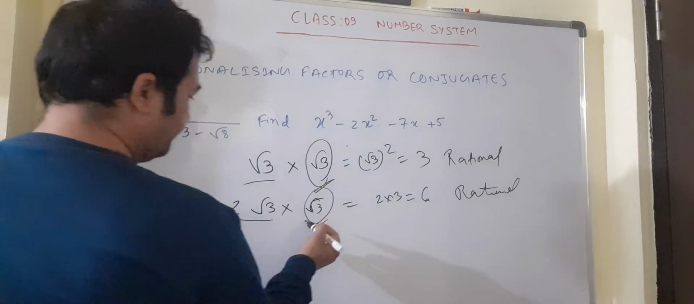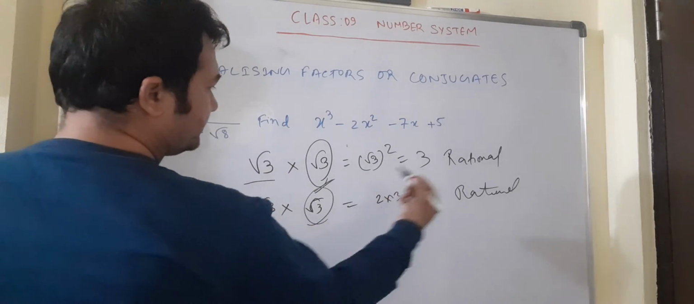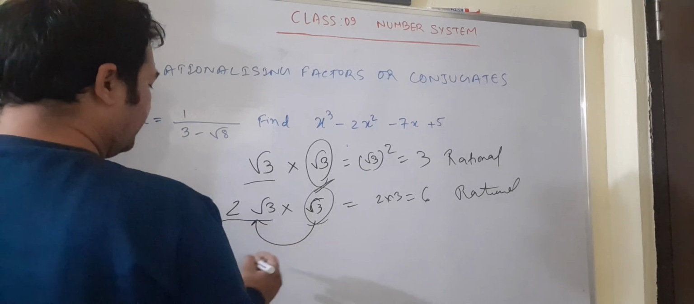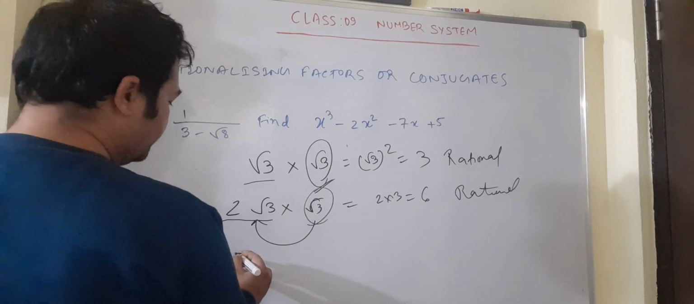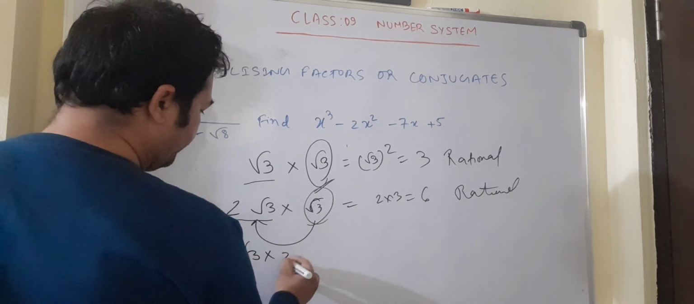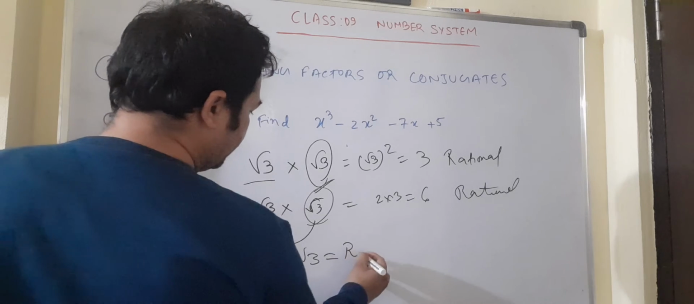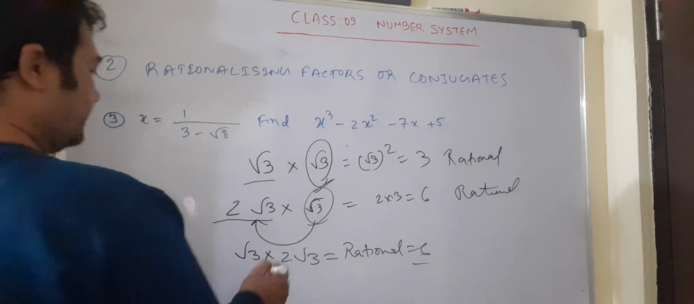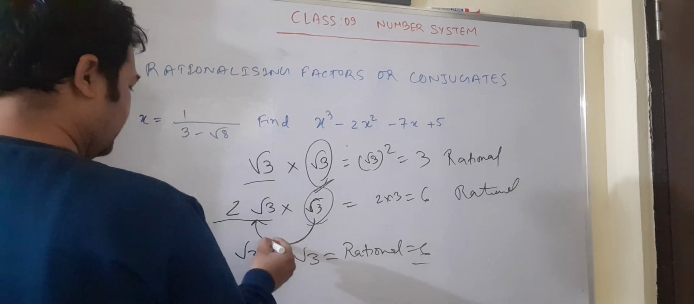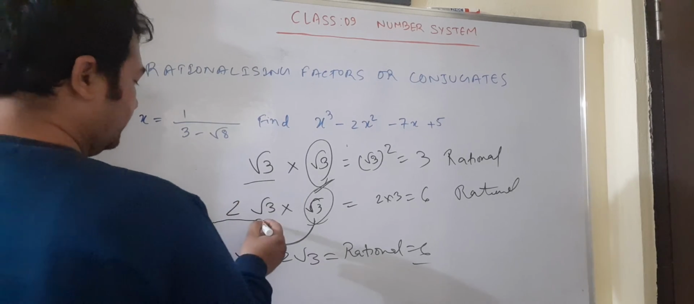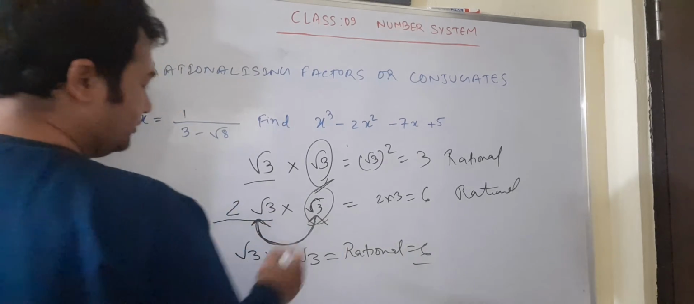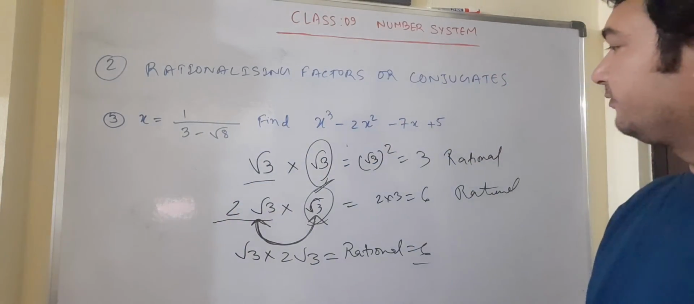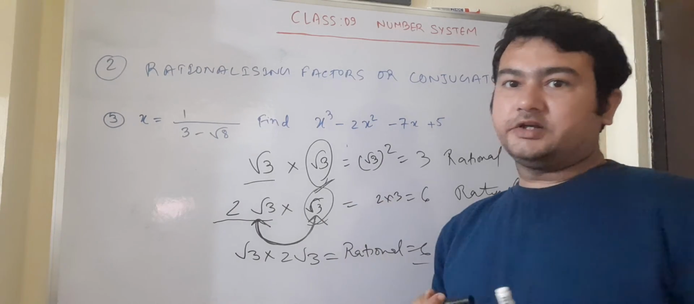If you see here, 2 root 3 multiplied by root 3 gives a rational number. That also means root 3, when multiplied by this 2 root 3, will also give a rational number which is 6. So can we say root 3 is a rationalizing factor of 2 root 3, and 2 root 3 is also a rationalizing factor of root 3, because they both are helping each other to get converted into a rational number.